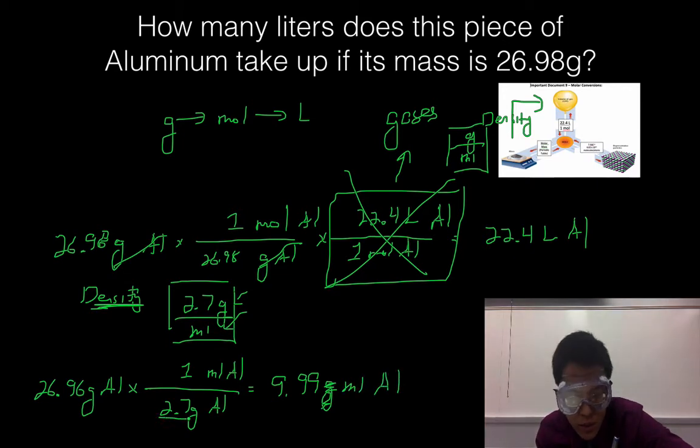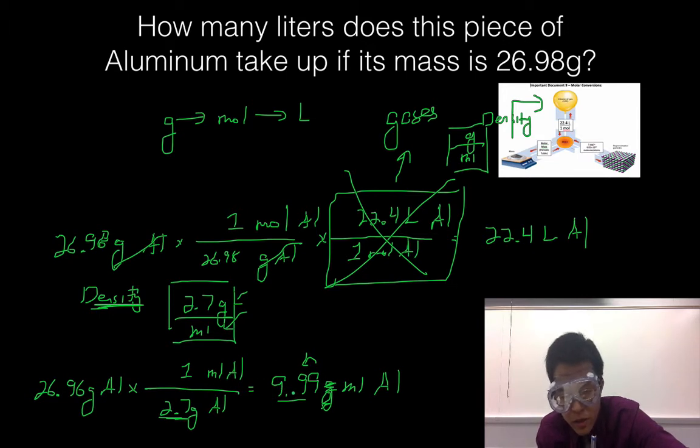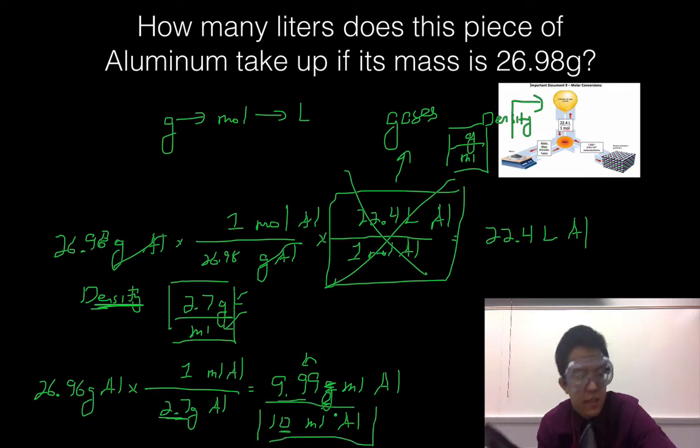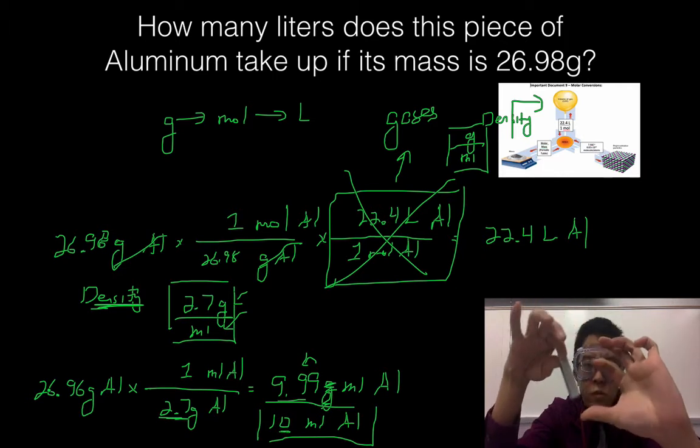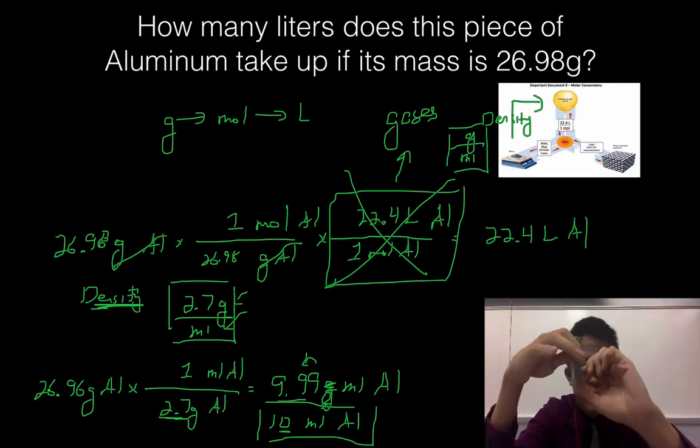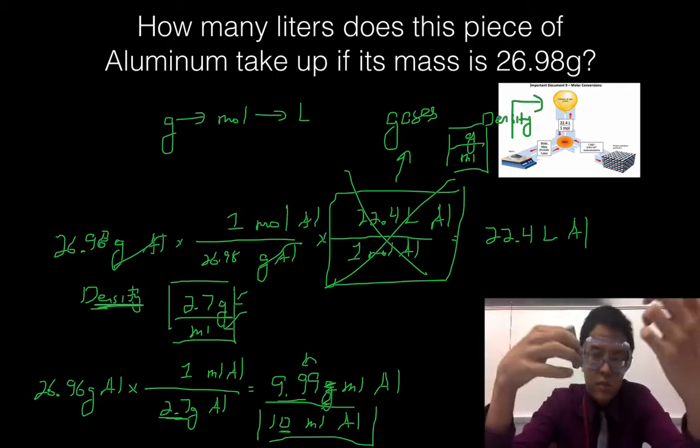But wait, I've only got 2 sig figs here, so I have to round, and if I round, I get 10. I can only keep 2 sig figs, so what I actually have is 10 milliliters of aluminum, underlining that to show that it's significant. So this is about 10 milliliters of aluminum, and that makes more sense, because milliliters are kind of small units, and this is 10 milliliters.